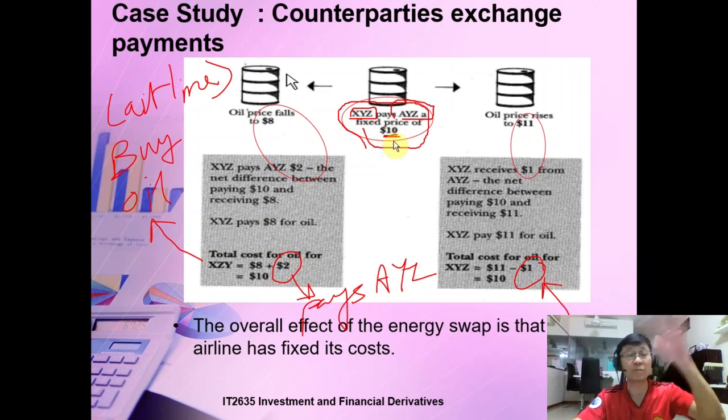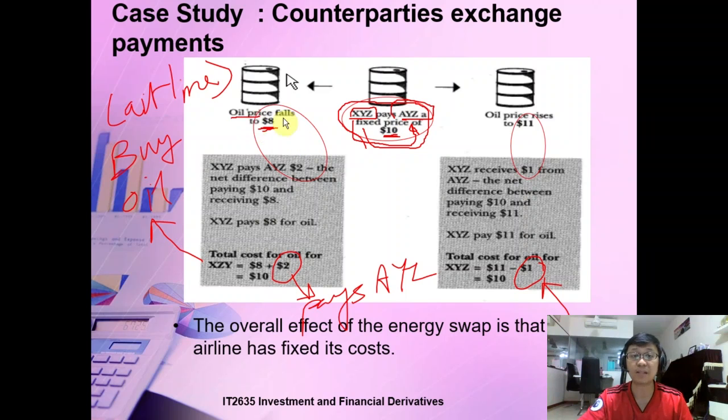I'll just pay AYZ $10, whatever happens to the price, whether it goes up or goes down. So what happens when the oil price goes down to $8? XYZ will still continue to have to pay $10 per barrel to this company. So when the oil price is $8, $2 will go to AYZ, right?